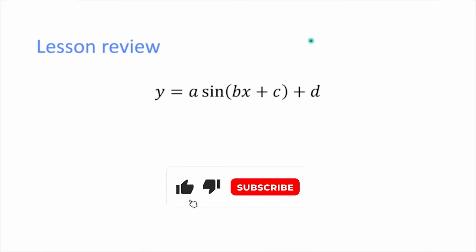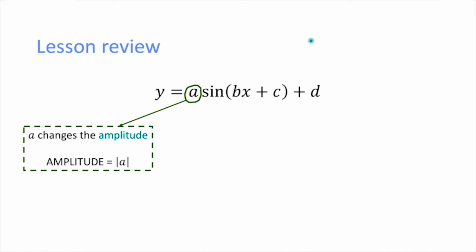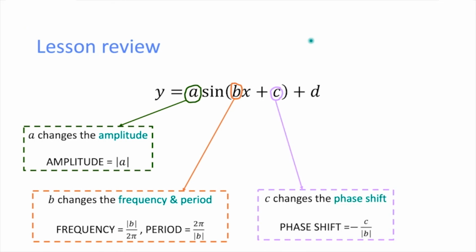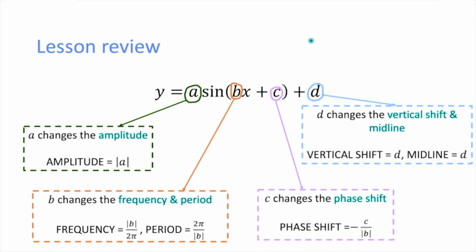And just like that, we've come to the end of the lesson. So let's have a quick review of what we've learned so far. We can see that changing A changes the amplitude. Changing B changes the frequency and the period. Changing C changes the phase shift. And changing D changes the vertical shift and the midline of a sinusoid.